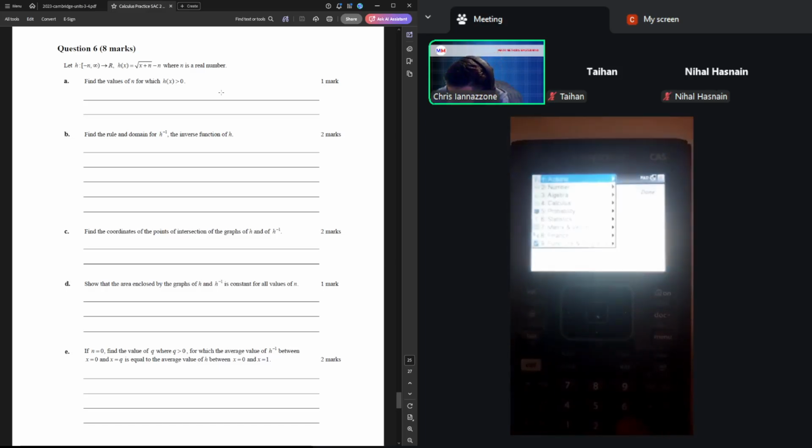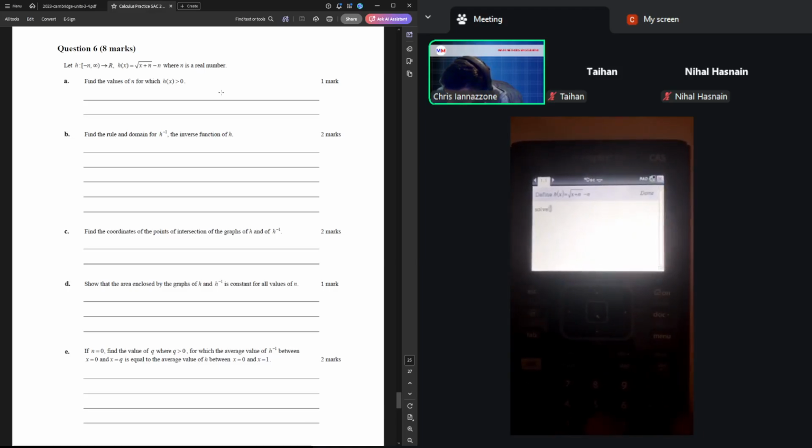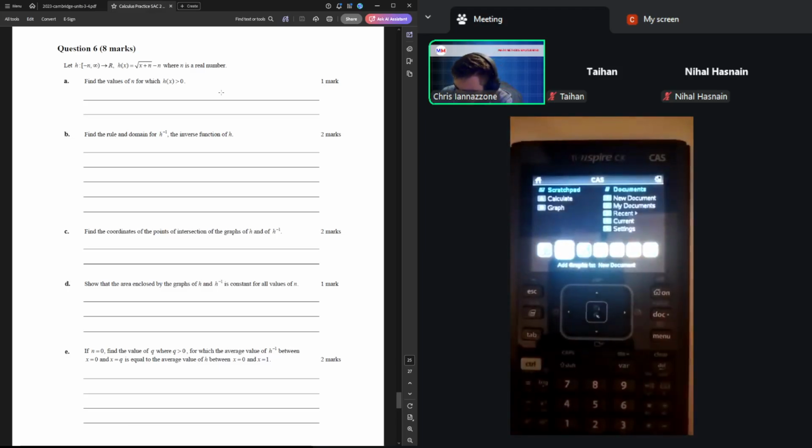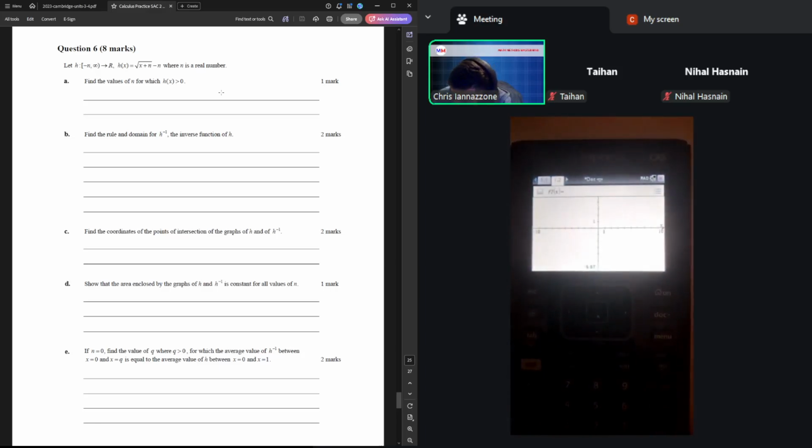Now you might be able to CAS solve this. We'll see. Sometimes it can be a bit strange. So solve h of x greater than 0, comma n. I don't know if that'll do it. Yeah, it does get a bit wonky with that. So the best way to go about it would be to typically draw it yourself, but even just chucking it on the CAS graphing tool itself and playing around with the sliders, you'll be able to see quite quickly what gets you positives.